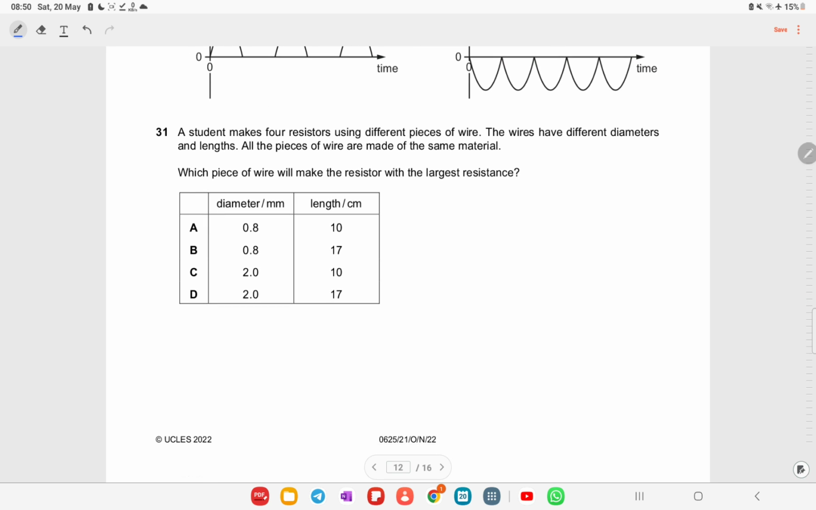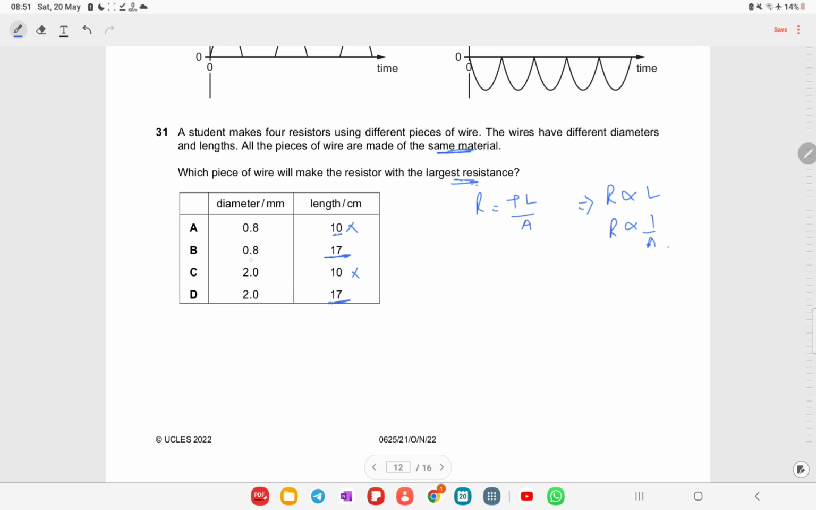A student makes 4 resistors using different pieces of wire. The wires have different diameters and lengths. All pieces of wire are made of the same material. So these are the important points. Which piece of wire will make the resistor with the largest resistance? Now you see the resistance formula is rho L over A. So resistance is directly proportional to length and inversely proportional to area. If you look at the lengths, they are 10, 17 and 17. So 10 cannot be the possible answer. It can be either this one or this one.